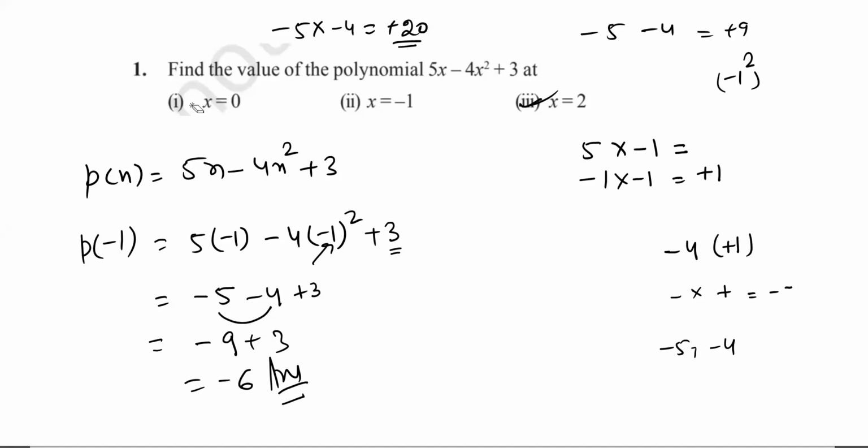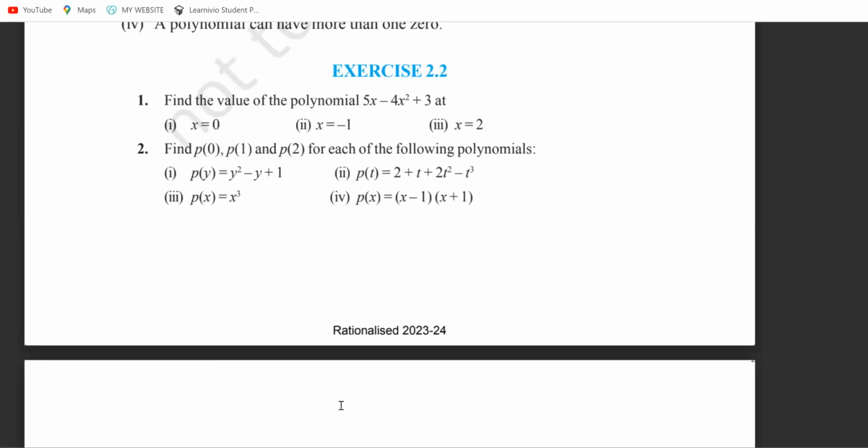Sir, for x equals 0, I got -3 as the answer. Yes, it is correct, Rima. Now you get the value with 0; you'll get plus 3 only. And your answer is correct, Rima, for this one, that is -3. Okay, sir. When you put the value of 0, this term and this term will become 0, so only 3 will be the answer. Okay. Now moving to the next part.